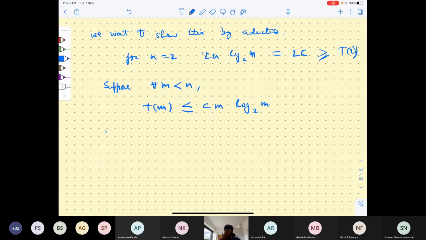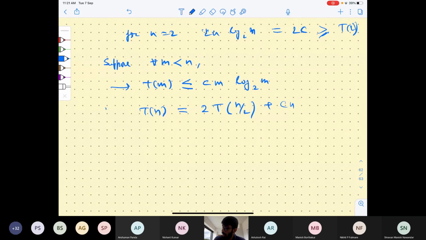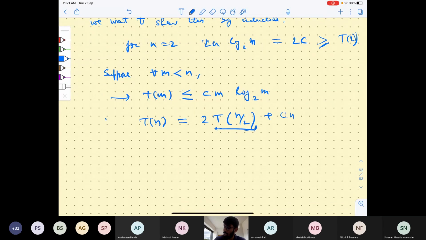So in the induction step, we want to show the same inequality for T of n. So let's take T of n. We know that it is equal to 2T of n over 2 plus Cn. So this is what we get from the recurrence. And then now we substitute the value of T of n over 2. Since n over 2 is strictly less than n, we can apply the induction hypothesis.